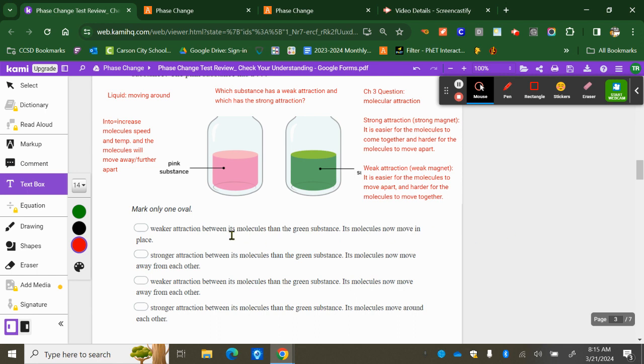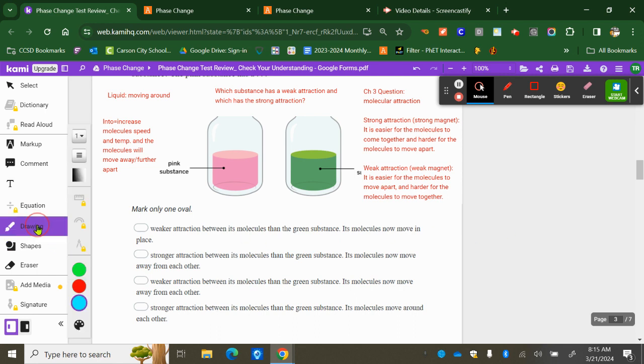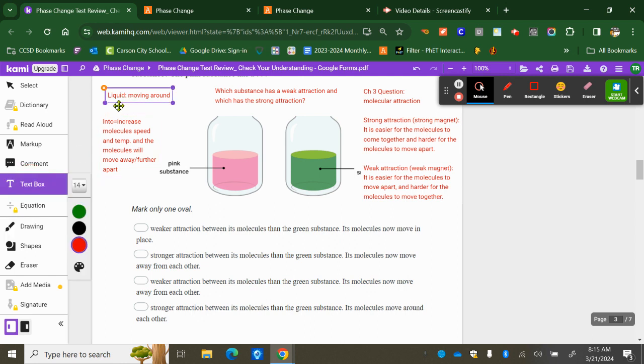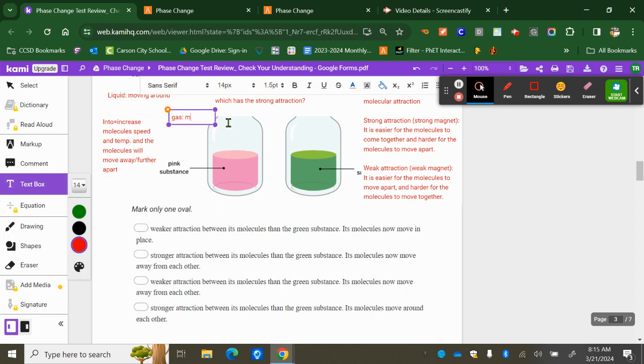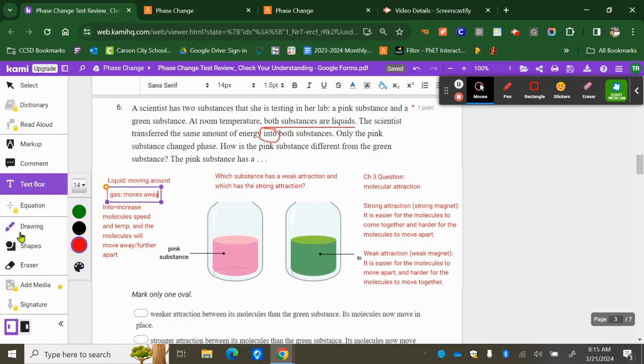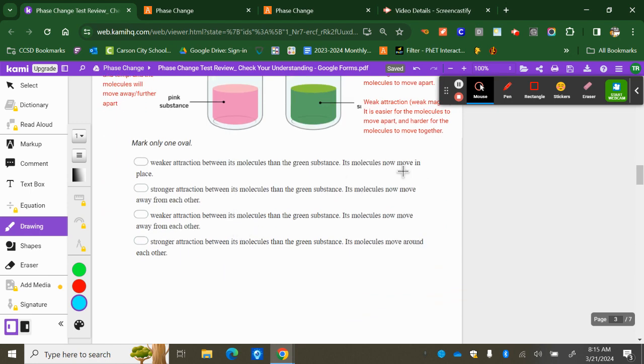So the first thing I'm going to look for when I have an option of all of these is let's find the one that talks about a gas. We know that a gas does what? Gas moves away, right? So thinking about how gas moves away, coming down here, let's find the ones that say move away. The molecules now move in place. That's a solid. The molecules now move away. Oh, gas. So it could be that one. The molecules now move away. Gas. It could be that one. Molecules move around. That's a liquid. So right away, I can already get rid of this answer and I can get rid of this answer. So now I have molecules move away, which are both gas.